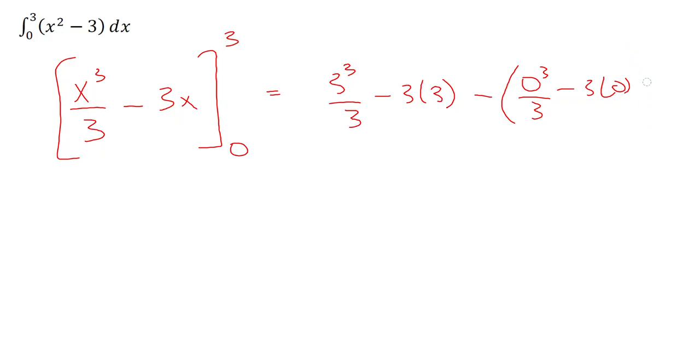Might as well make those match up. We'll make that a parenthesis also. So 3 cubed is 27. 27 divided by 3 is 9. So we got 9 minus 9 minus, well, that's all just a bunch of 0. We just end up with 0 for this first one.